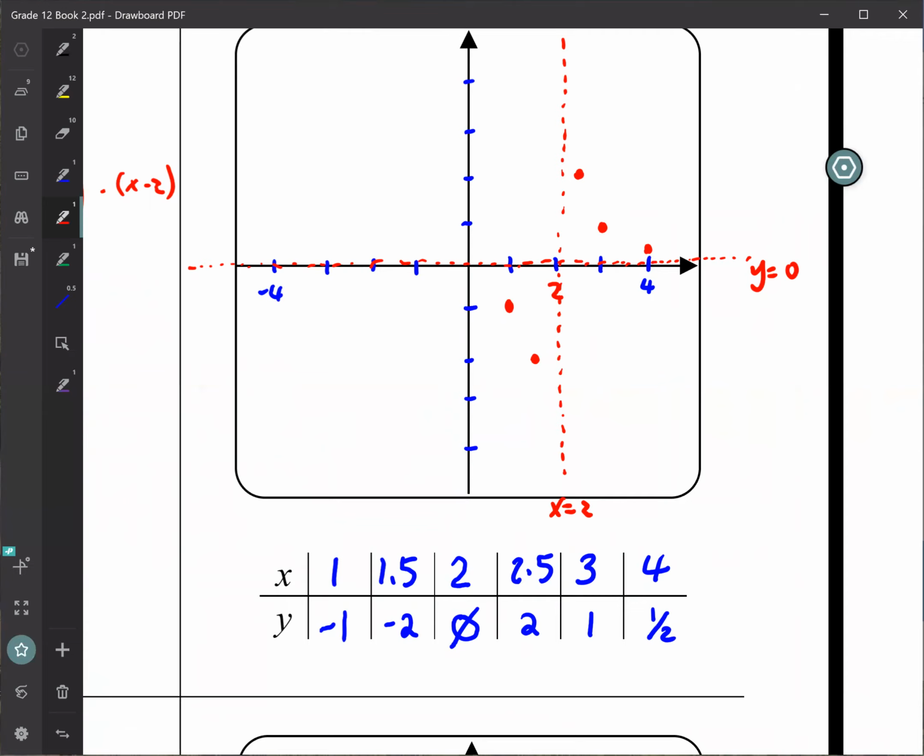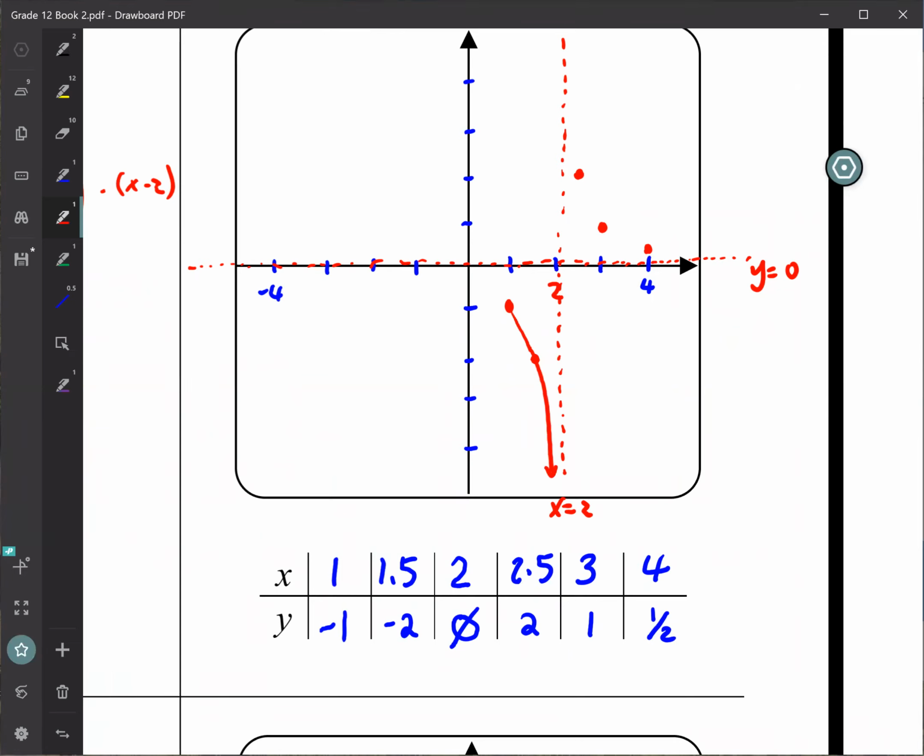1.5 is -2, right? The closer it gets to 2, it will go down lower, right? So it will go down this way. If you have a bigger table, you can draw more points.